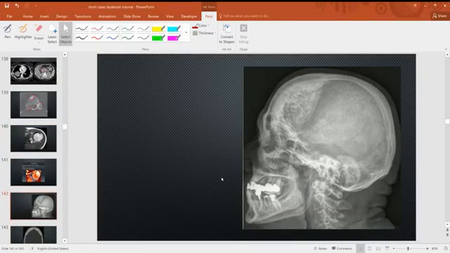Okay, this patient, what do you think of this patient? Take 10 to 20 seconds to try to spot the pathology.